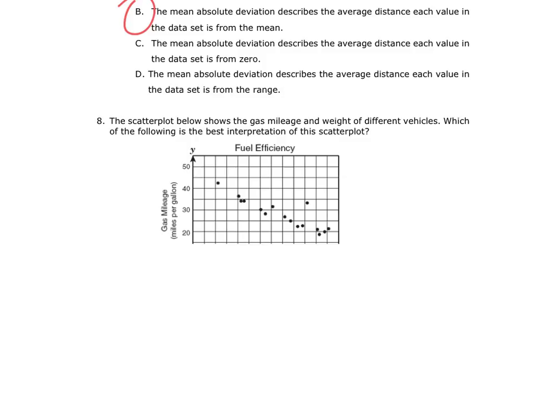Okay, so this one, the graph's here, it was cut off, and then the answer choices are on the next page. So let's just look at this graph and see what we notice before we look at our answer choices. This says the scatter plot below shows the gas mileage and weight, which must mean, since that's gas mileage, your weight is here on the x-axis. The x-axis always starts from 0 and increases. So which is the best interpretation of the scatter plot?